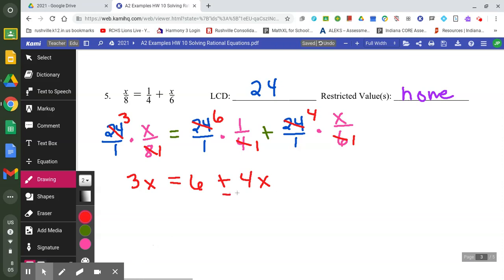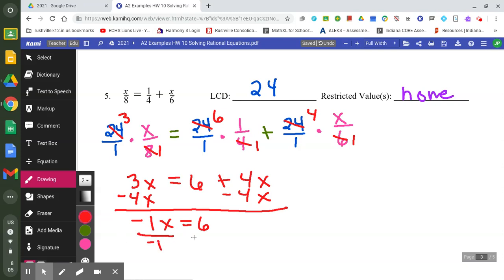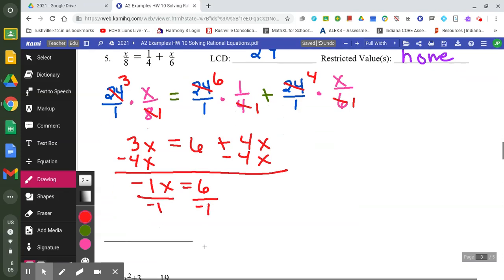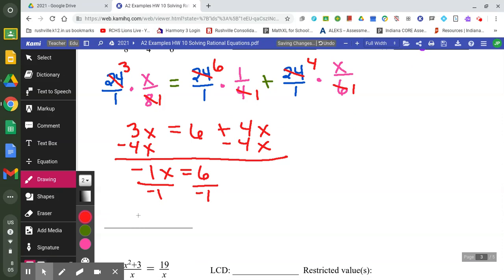So I'm going to have to subtract 4x here and here, both sides of the equal sign. So this gives me negative 1x equals 6. And I can't have that negative 1, so divide by negative 1. And so x equals negative 6.